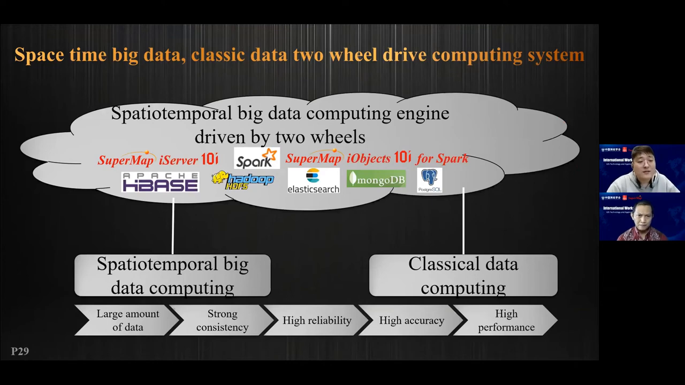And talking about the Spark technology, the space-time big data and classic data two-view driven computing system. The big data can be divided into two types. One is the spatial temporal big data computing, which is more near to the real big data in IT technology. And another one is the classic data computing. Maybe it should not be named big data; it should be named huge data, because it has no big data factor, but the data volume is very big.